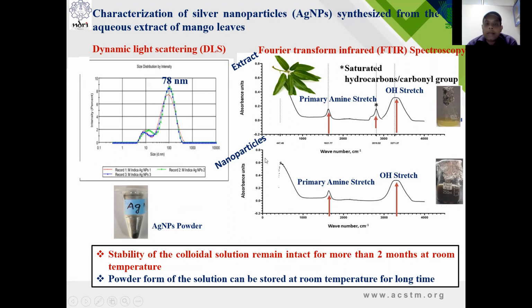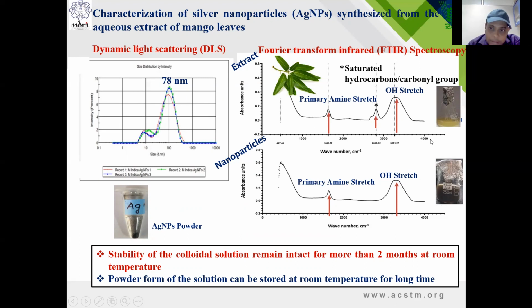But once we see the elemental nanoparticles that FTIR has been conducted on, here if you see this peak, it is missing. That is, there is no saturated hydrocarbon or carbonyl groups. So it indicates that it might be possible that this saturated hydrocarbon or carbonyl group has been used for reduction of the silver nitrate to elemental silver. Moreover, these hydrocarbons are toxic materials. So it is also an indication that these green nanoparticles are harmless or non-toxic.